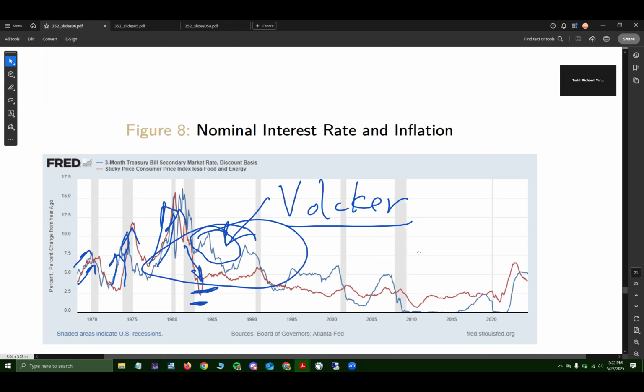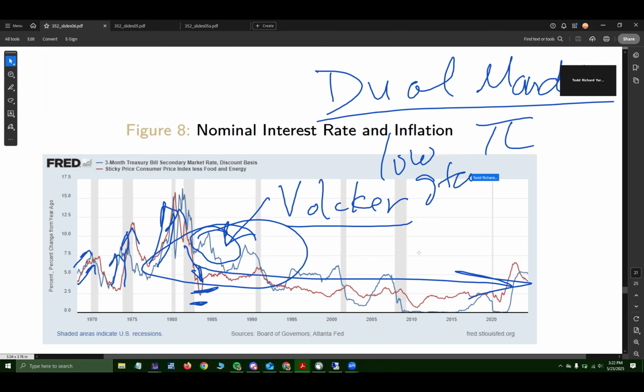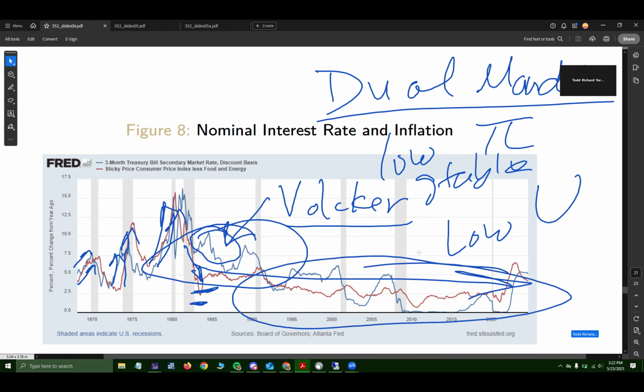And then the story moving forward with the economy is the stability of inflation, right? Think back to the dual mandate. What's the dual mandate of the Fed? Low, stable inflation and low unemployment, right? Look at that: low, stable inflation. Seems like they might have done a pretty good job there.